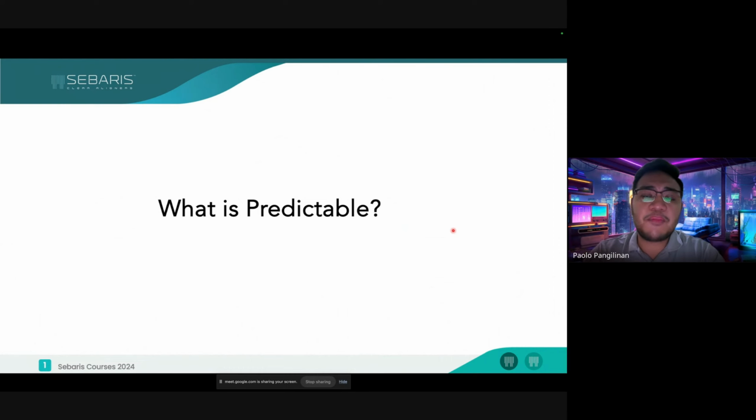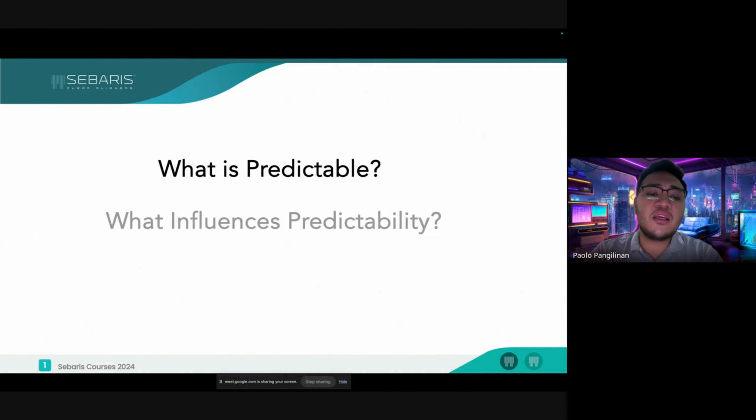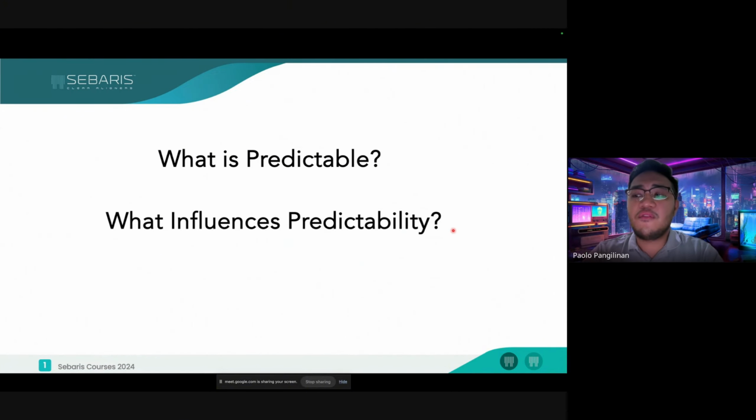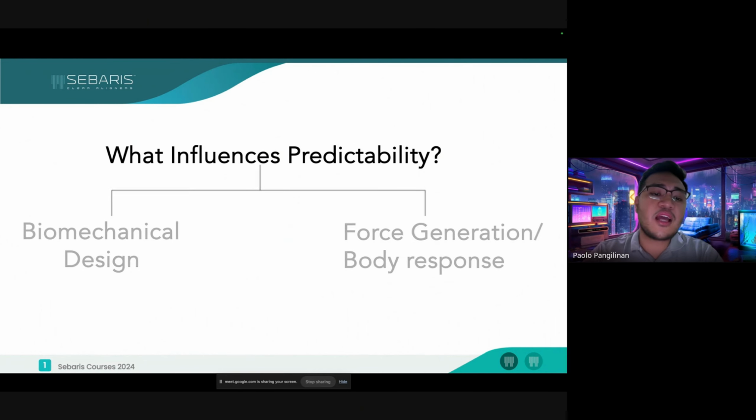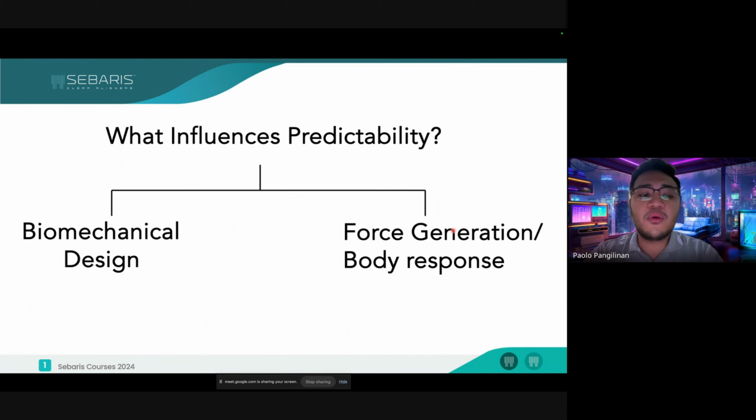They designed my plan from start to finish, and here I am in the middle of my treatment, wondering how come it's not following my simulation? Again, you have to understand that predictability has a lot of influences. If we're going to influence this predictability, it comes down to two things. Number one is your biomechanical design, and number two is the force generation or body response of your patient.